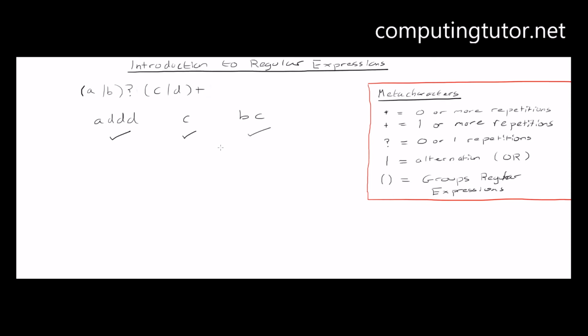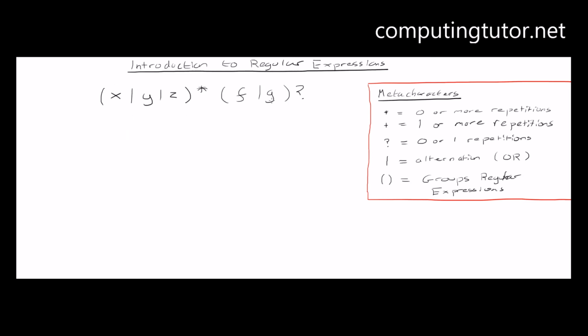What would not be acceptable is a string, say for example b, b, d. And the reason that wouldn't be acceptable is because we've got multiple instances of b at the beginning of the string, and because we've got a question mark here, we're only allowed 0 or 1 repetitions of a or b, so that's not acceptable. Okay, I'm going to go on to look at another example of a regular expression.